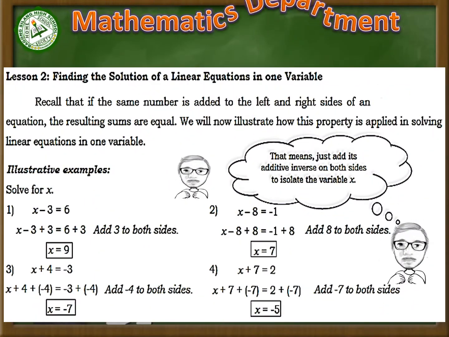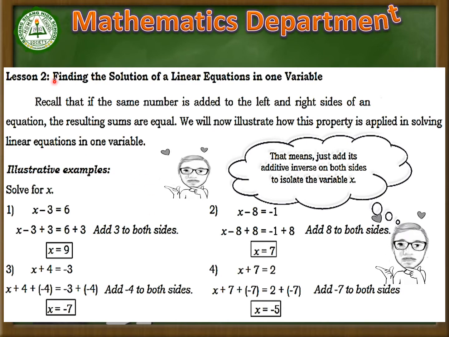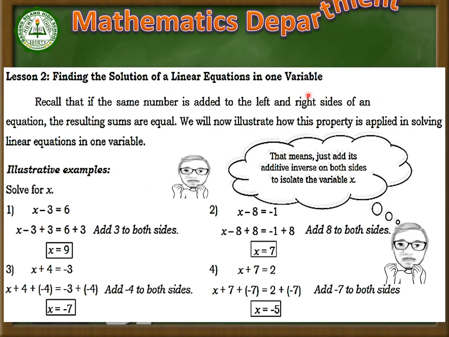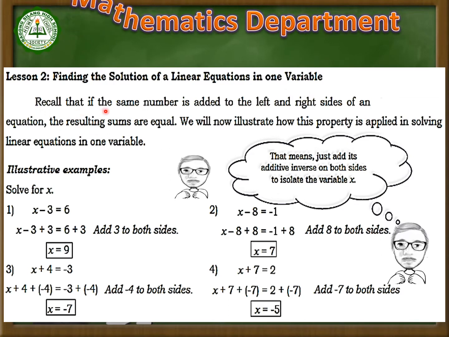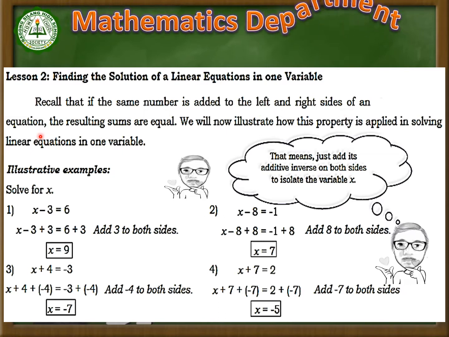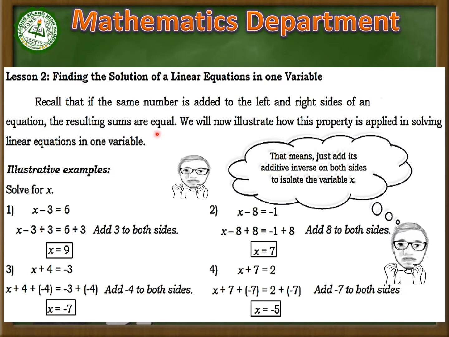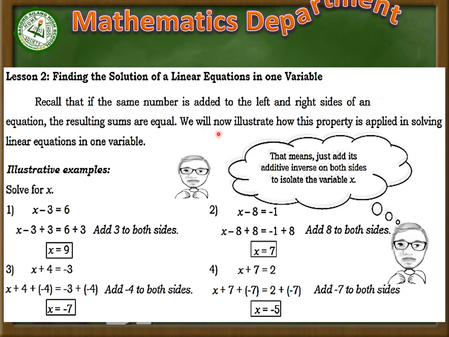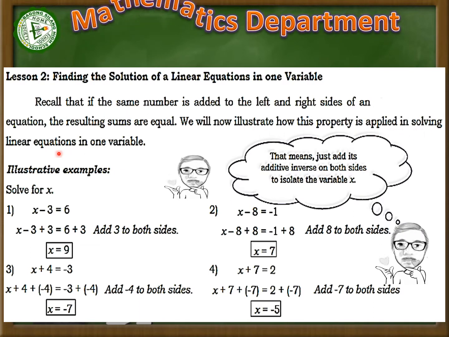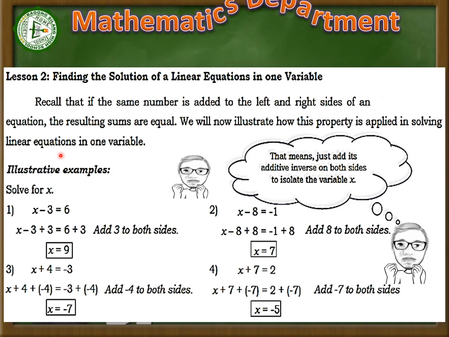Let's go to sub lesson number 2: finding the solution of linear equations in one variable. Recall that if the same number is added to the left and right sides of an equation, the resulting sums are equal. We will now illustrate how this property is applied in solving linear equations in one variable.